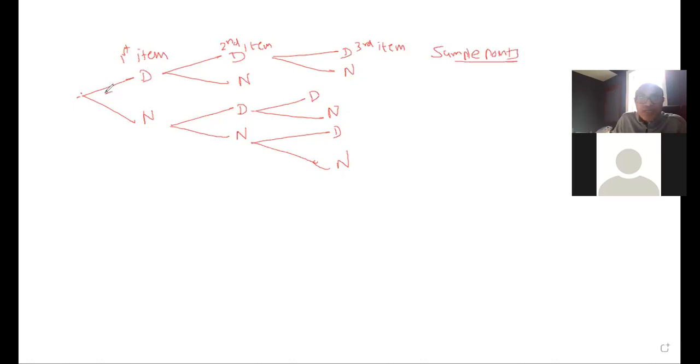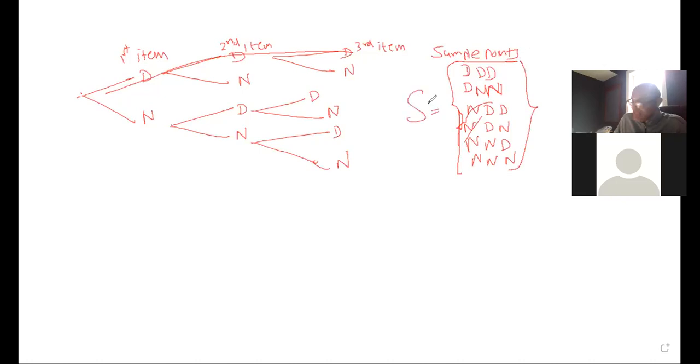look at over here, D, and D, like this. So you can go for D, D, N, and then N, D, then D, N, D, then N, D, and then N, D, then N. So these are the sample points. These are the D, N. Sorry. These are the sample points. And if you write this one in terms of a set, so that is called sample space S. So that's how you can write this one.